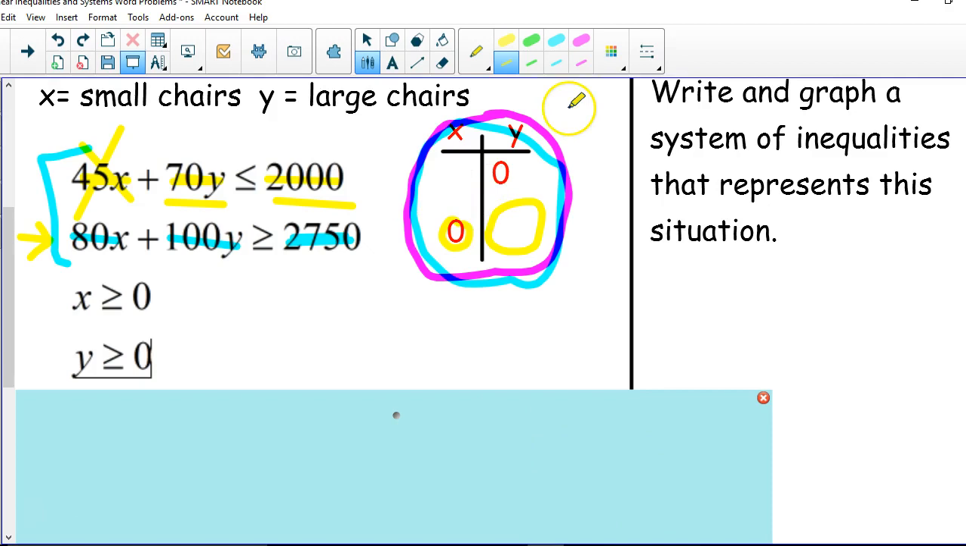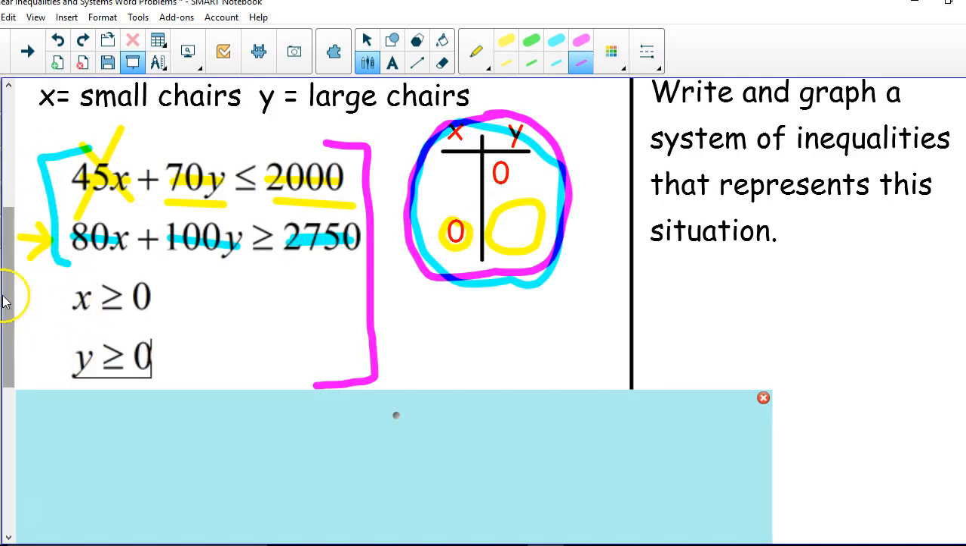So what I'd like you to do right now is pause the video and practice graphing this how we did yesterday. We're going to graph each one using a different color. We're going to take a test point. We're going to shade and we're going to see where the shading overlaps. And where the shading overlaps, that's where we're really going to darken the area. Again, refer to your notes from yesterday if you need to. Talk with a partner if you need to.